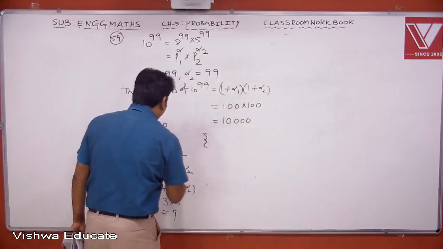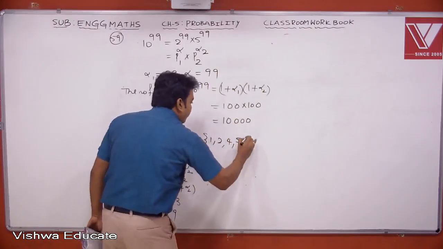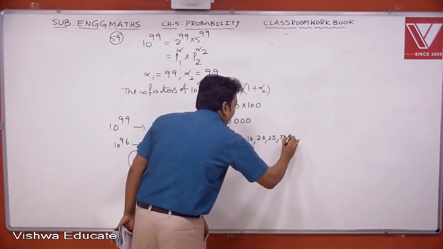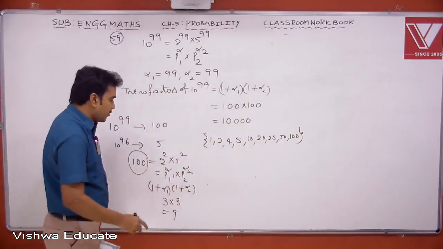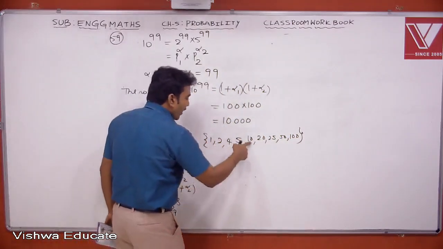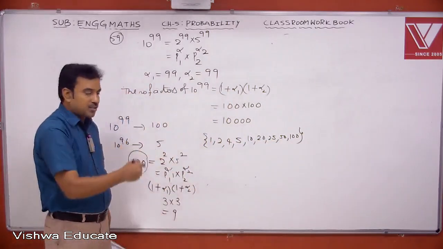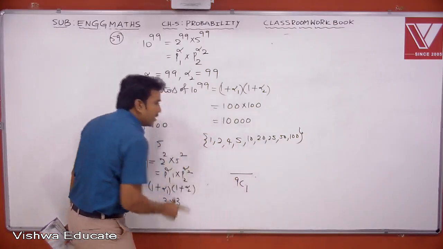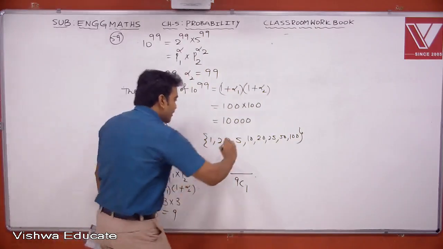The factors of 100 are 1, 2, 4, 5, 10, 20, 25, 50, 100. All these are factors of 100. We got exactly 9 factors: 1, 2, 3, 4, 5, 6, 7, 8, 9. You need to select one factor among these, so the number of ways is 9C1. You select one out of these 9 factors in 9C1 ways, so that this is a multiple of 5.